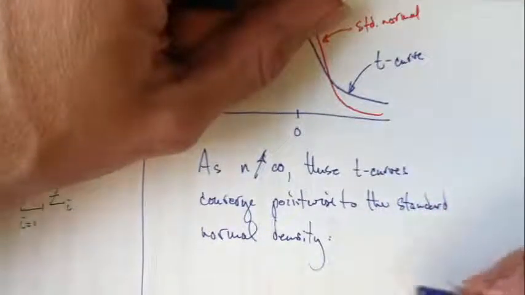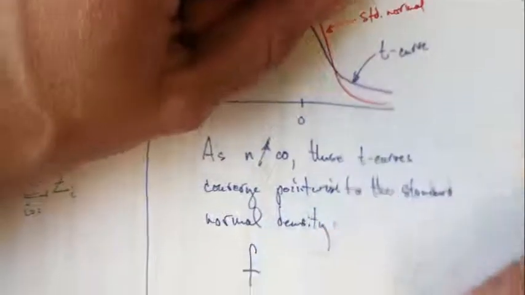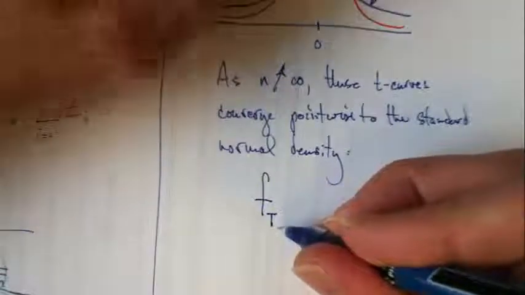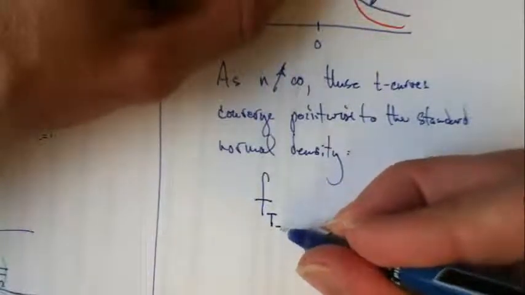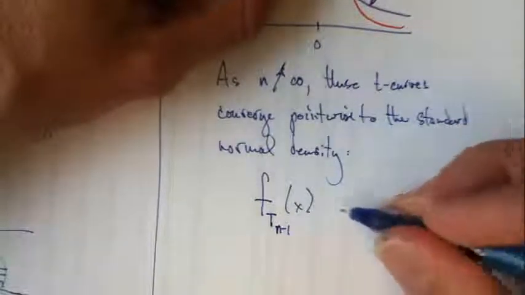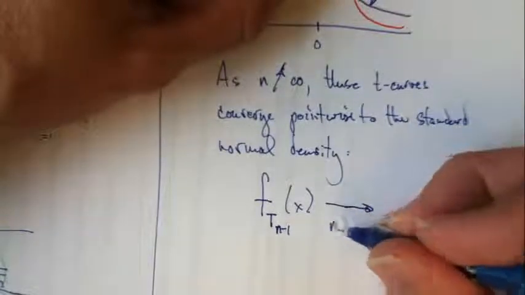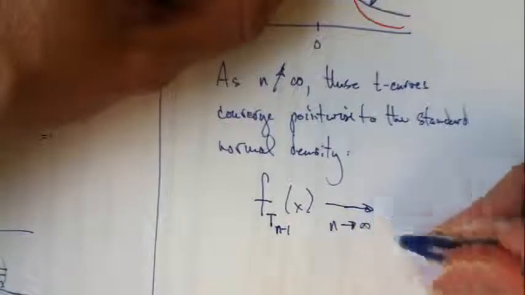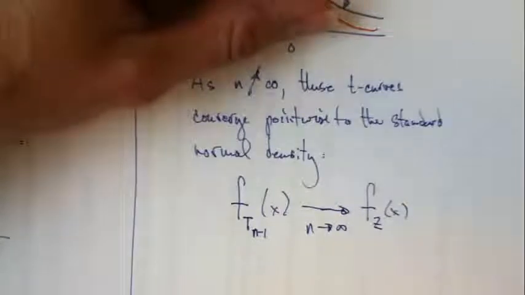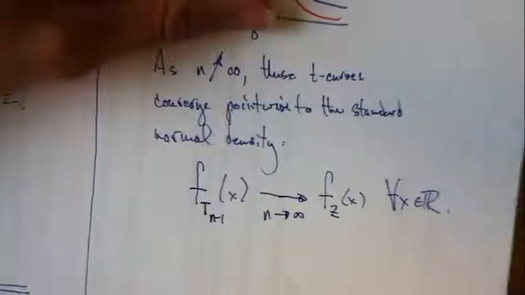Maybe you could say it like this: F sub T with its degrees of freedom, n minus 1, of x converges as n goes to infinity to the density for a standard normal, for all x.